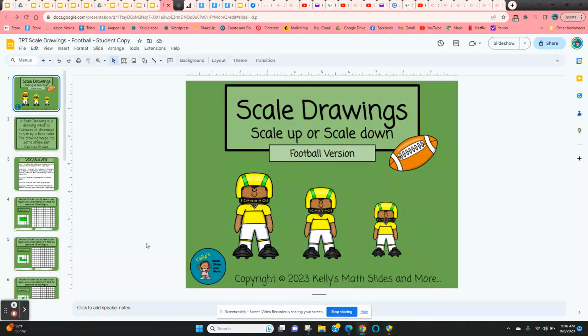Scale drawings. This is a digital lesson, and this is the football version. This is a lot of fun for the students. They can scale up and scale down their drawings using the fill color feature of Google Slides.